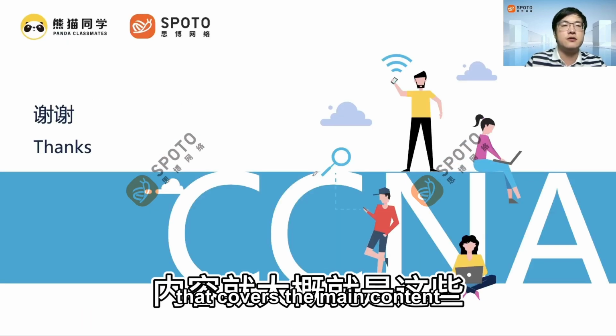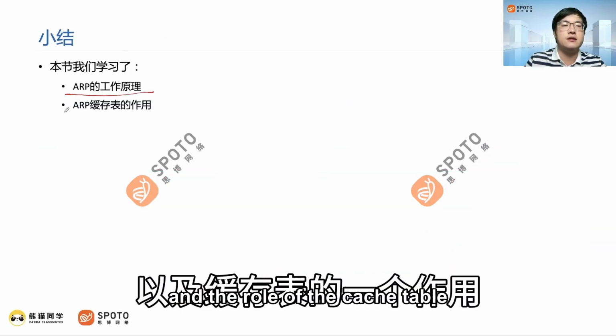For this lesson, that covers the main content. We discussed how ARP works and the role of the cache table.